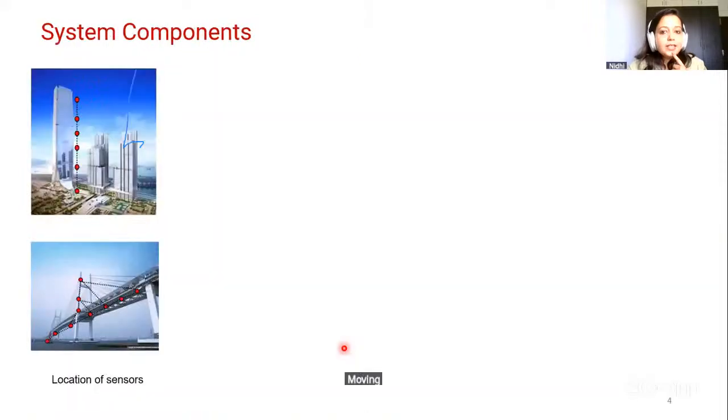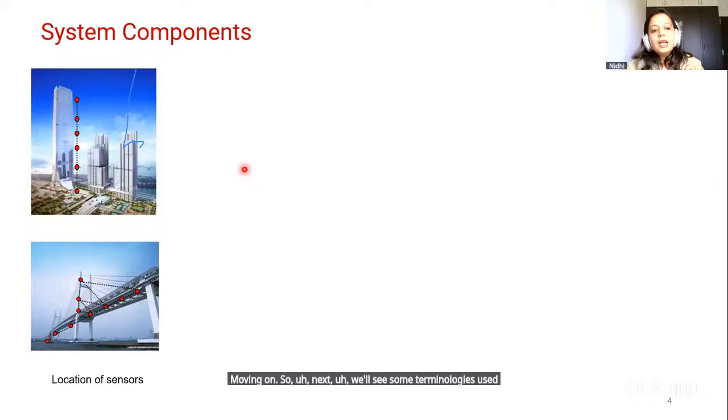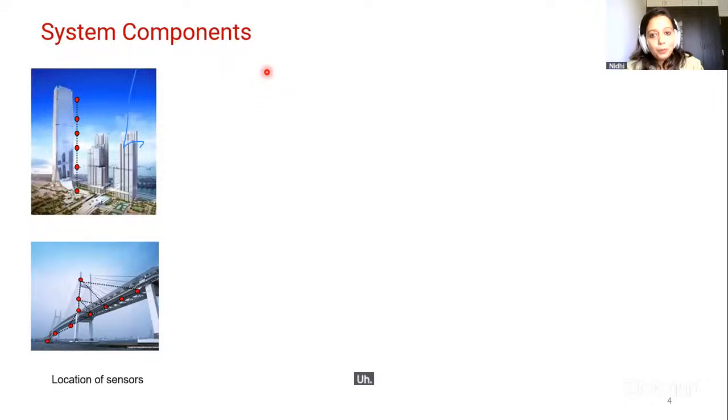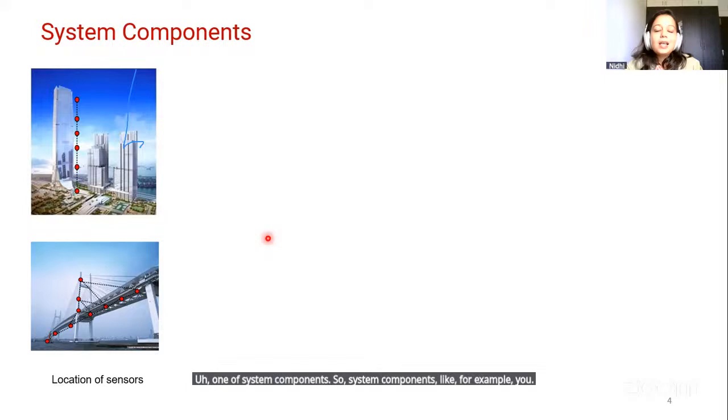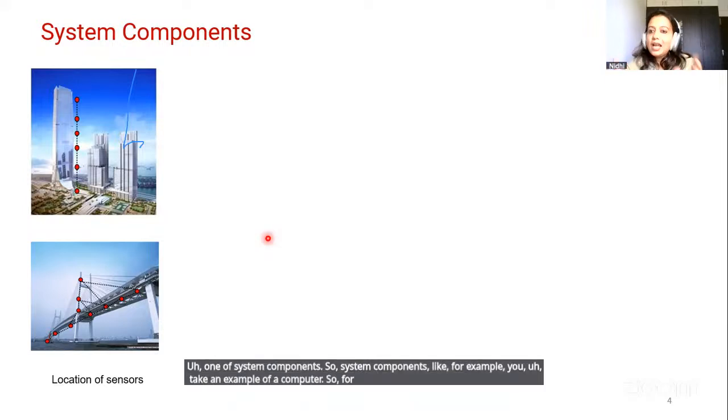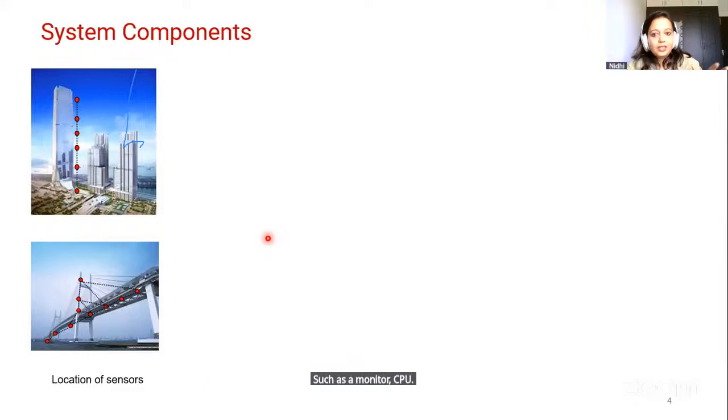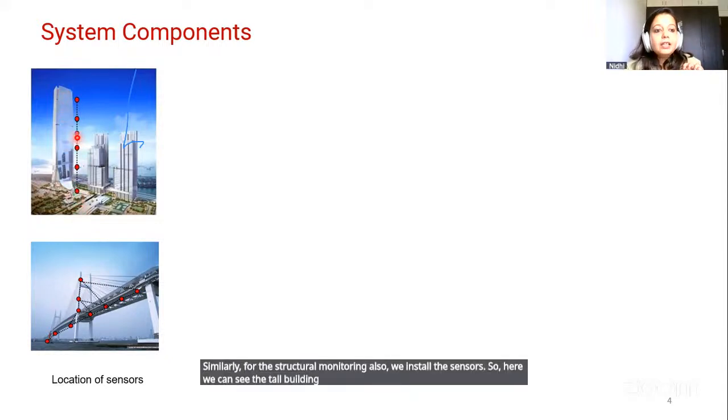Moving on. Next, we'll see some terminologies used in structural health monitoring. One is system components. For example, take a computer. For a computer, we have different components, such as a monitor, CPU, hard drive, whatever it is. Similarly, for structural monitoring also, we install the sensors. Here we can see a tall building, and at different locations we install the sensors.